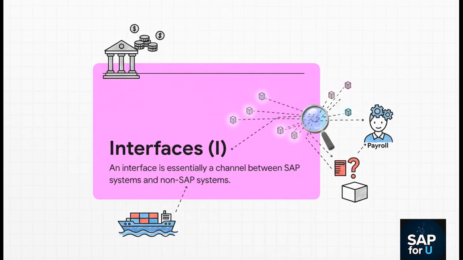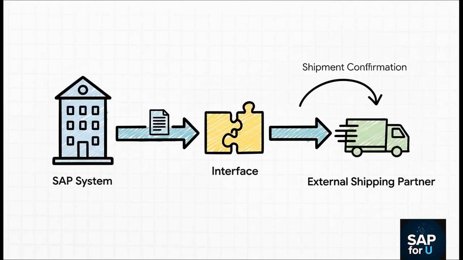Next up, I for interfaces. Let's be real, no company's tech works in a vacuum. They use other specialized software for things like banking or shipping or HR. Interfaces are the crucial bridges that let SAP talk to all these other non-SAP systems, so data can flow back and forth seamlessly.